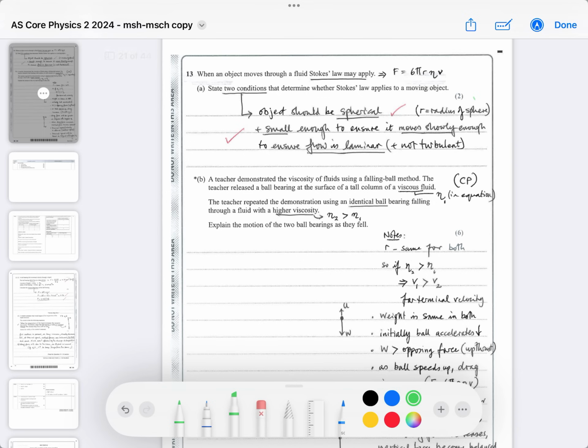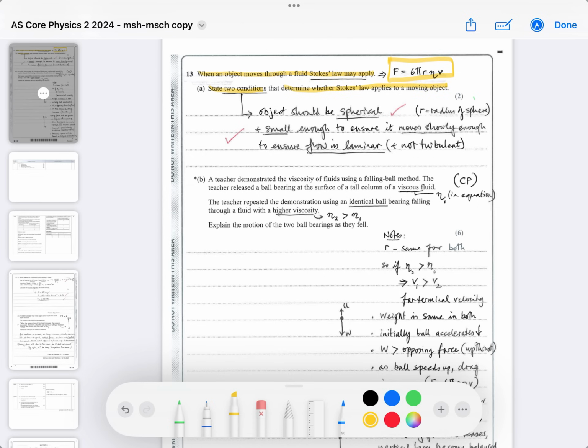You can see that this question is about Stokes' law. Stokes' law, mathematically, I've written it out. It'll be in your data sheet, which is basically viscous drag. Okay, so state two conditions that determine whether Stokes' law applies to a moving object.